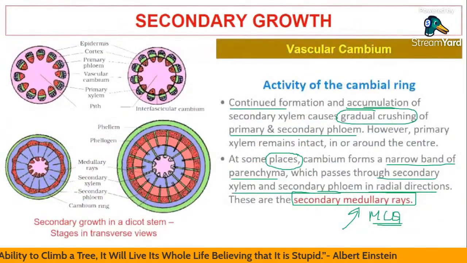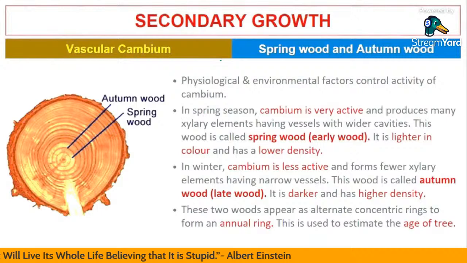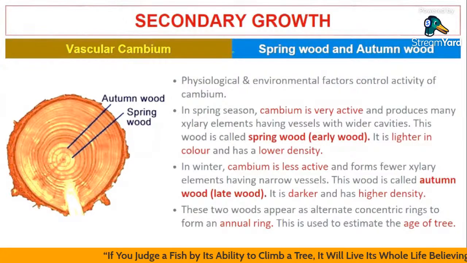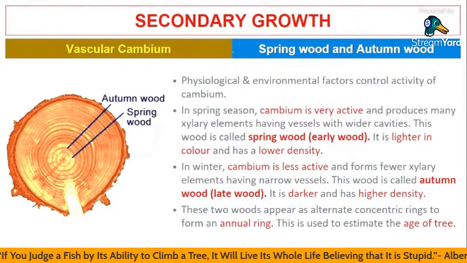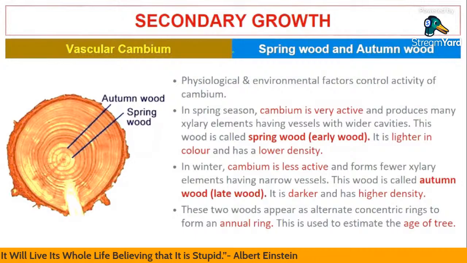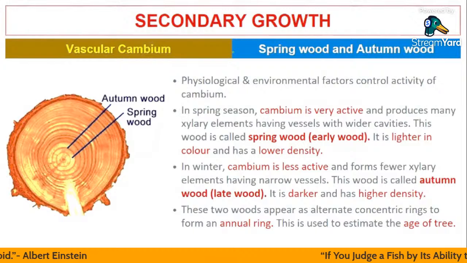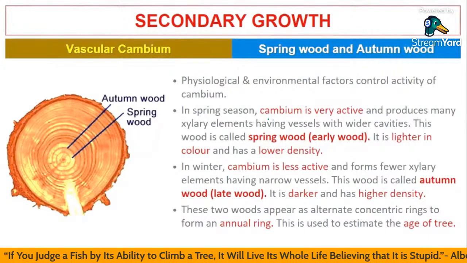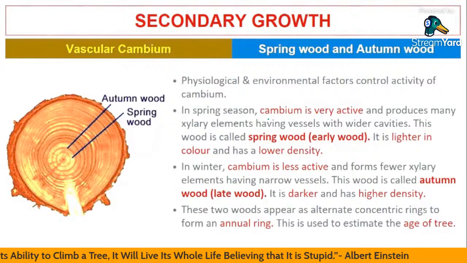Next, we have to learn about two types of cambial activity due to the change in the physiological and environmental factors. Due to the change in the physiological and environmental factors, there are two types of wood, that is spring wood and autumn wood. What is actually spring wood? Spring wood and autumn wood is what we are actually going to study.